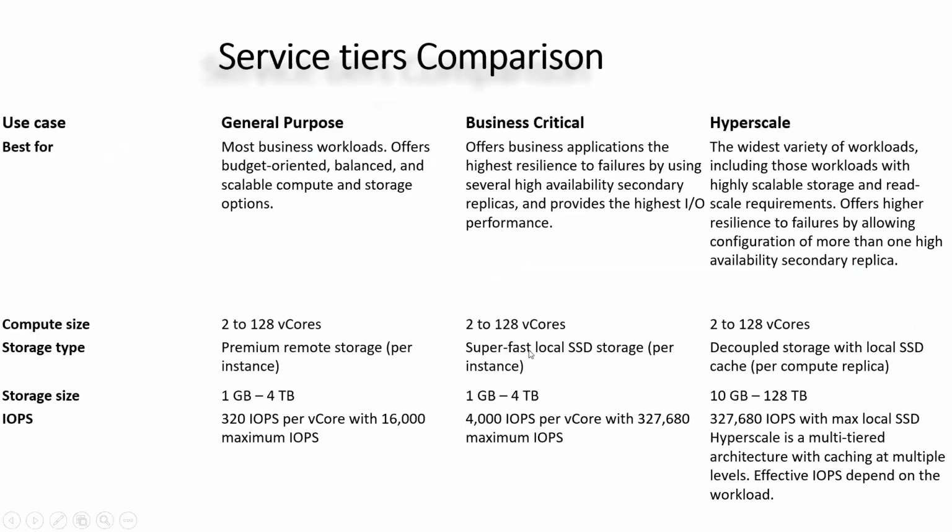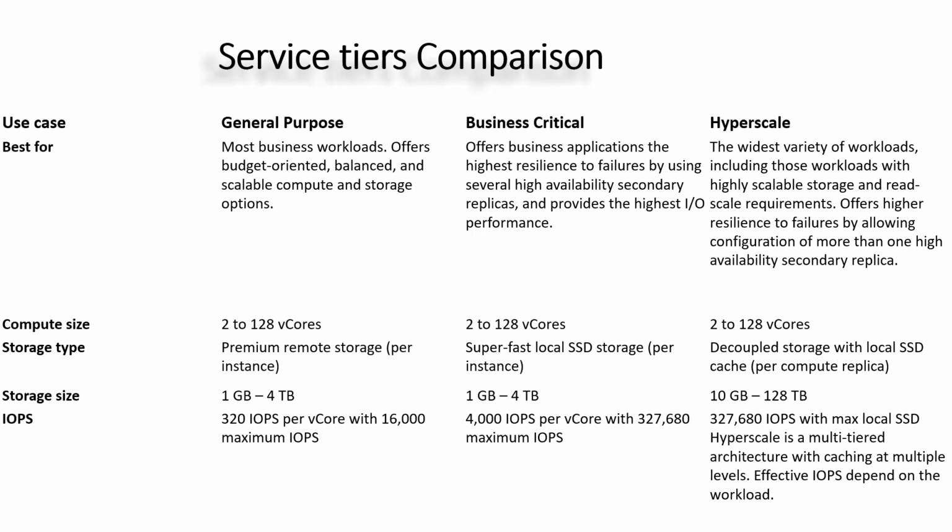Now let's see the difference between general purpose, business critical, and hyperscale. General purpose is mostly used for general workloads. That means balanced workloads, where you don't need to pay a high level of cost. It is for general workloads, with balanced and scalable compute and storage options. All are at a balanced level.